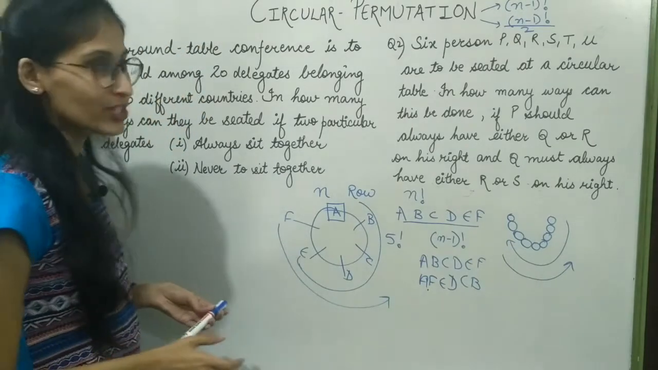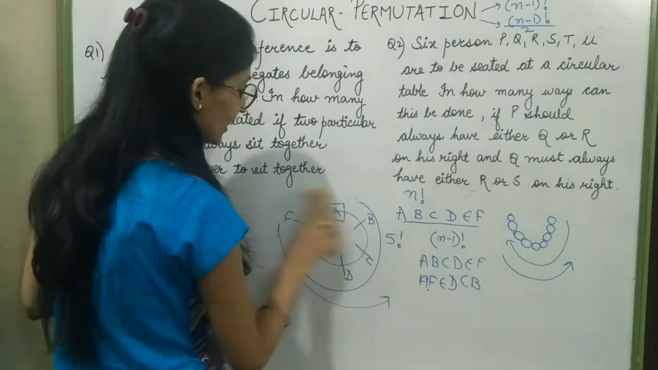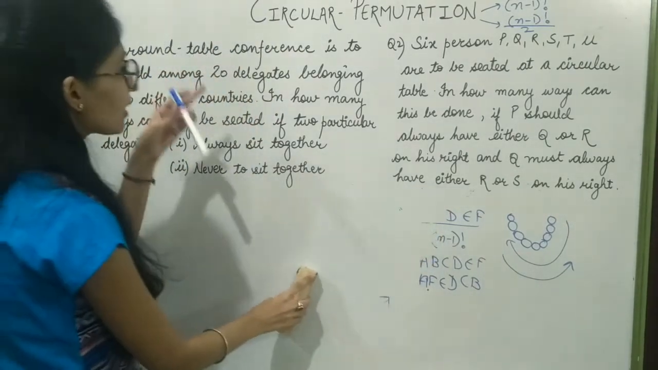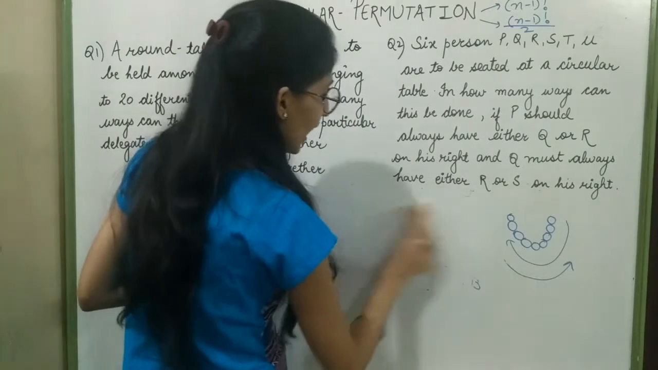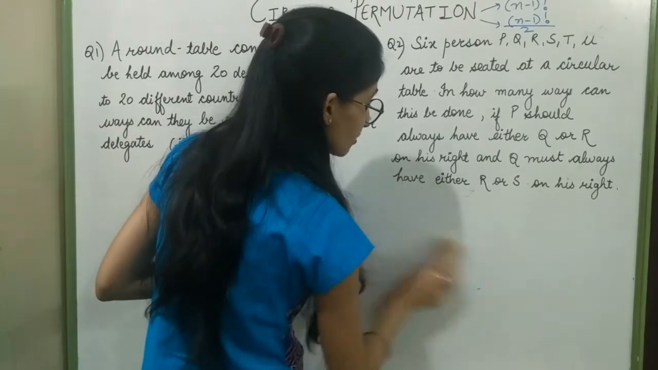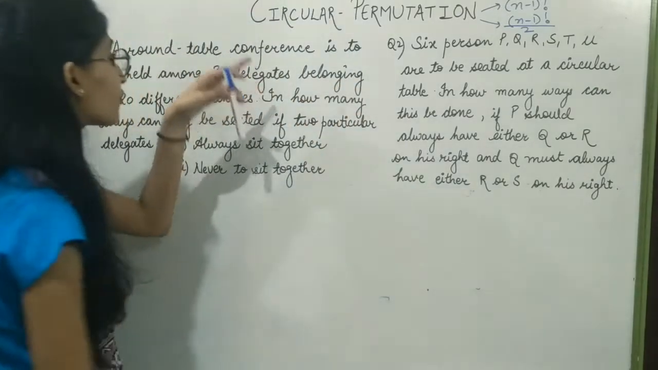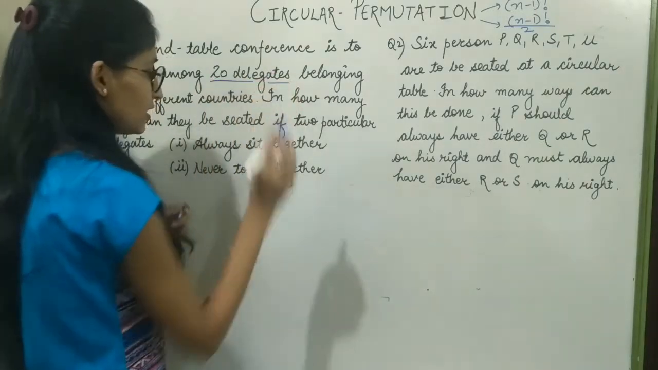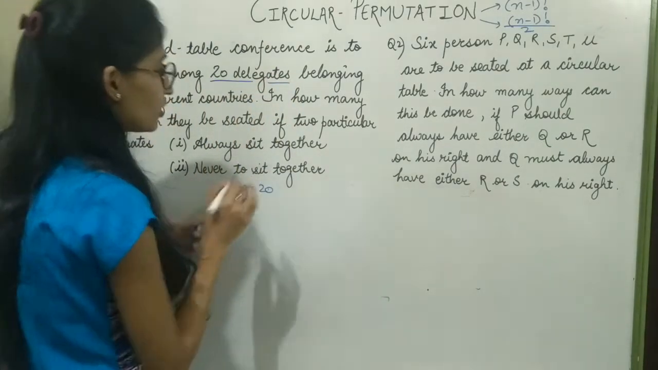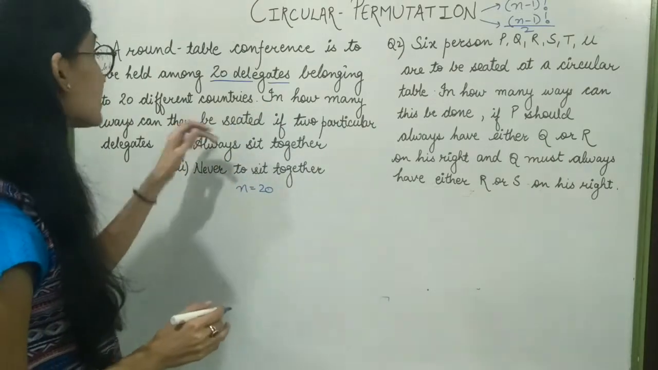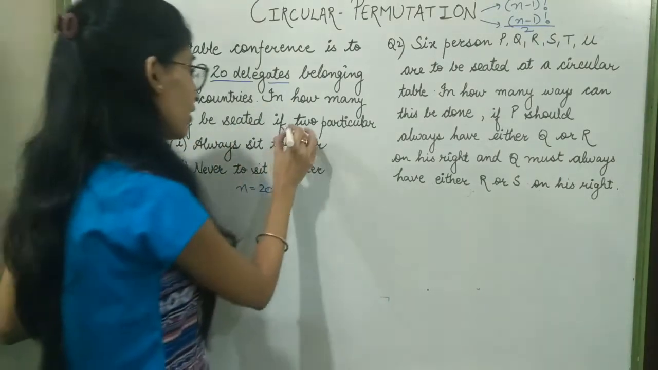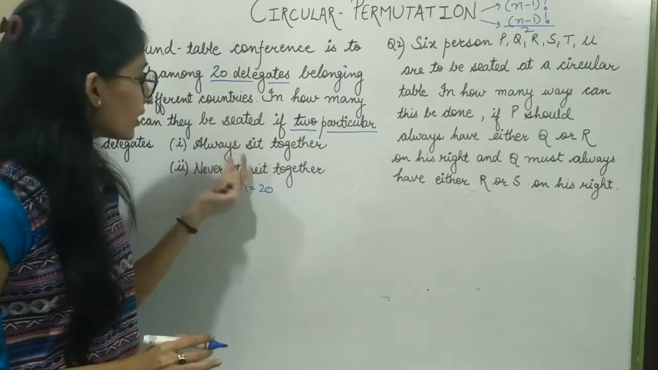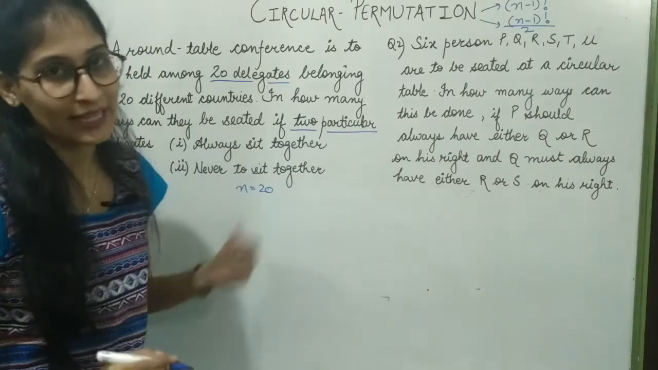Now let's solve some questions on how I am going to apply these formulas. My first question here is, a round table conference is to be held among 20 delegates belonging to 20 different countries. So first, my value of n here is 20. In how many ways can they be seated if, first, two particular persons always sit together?